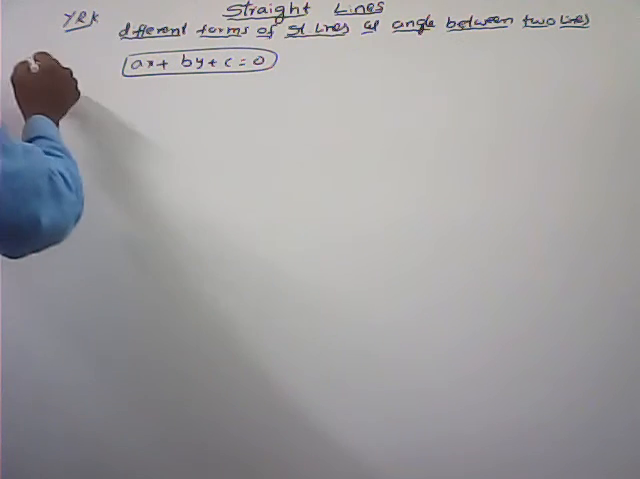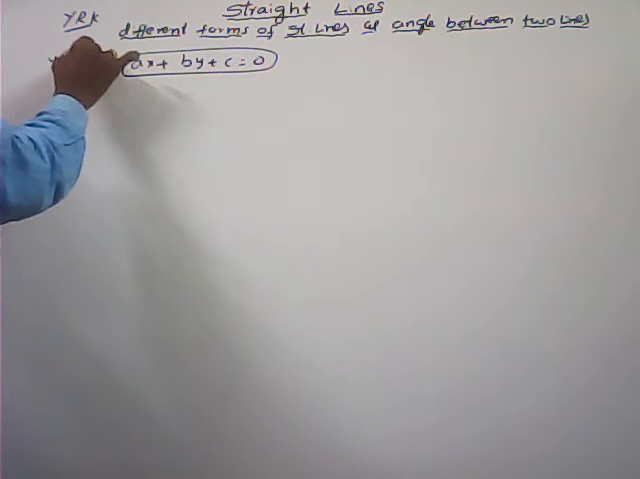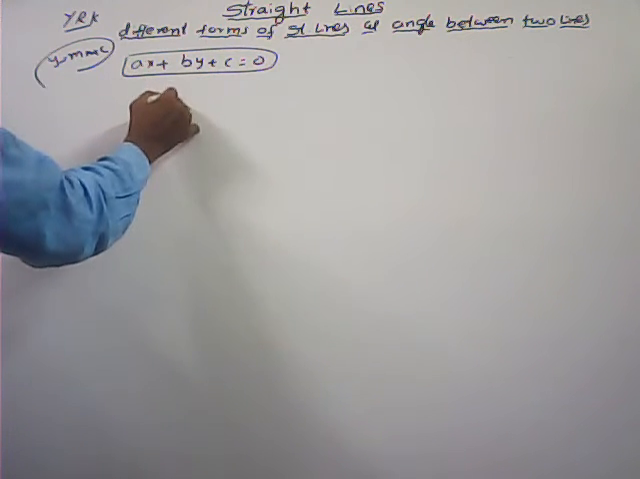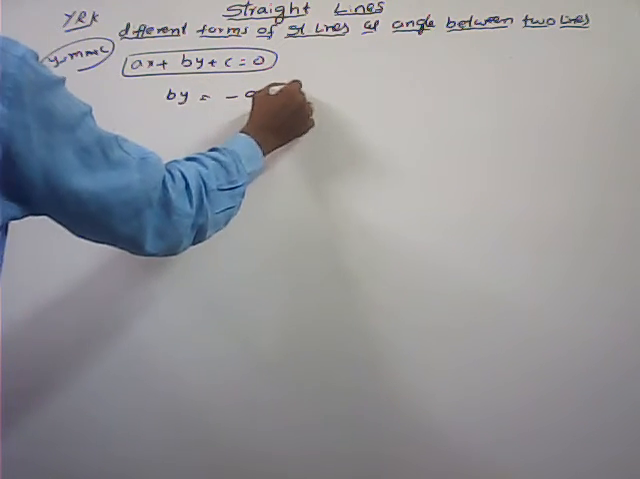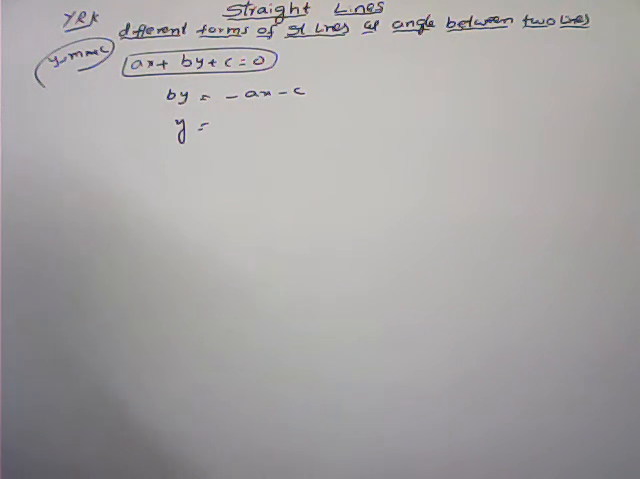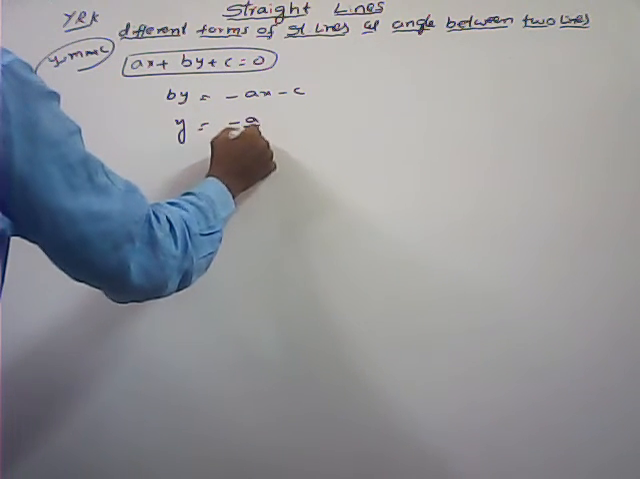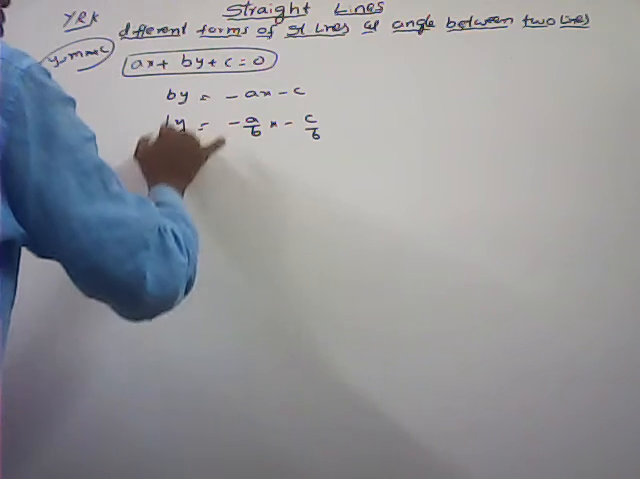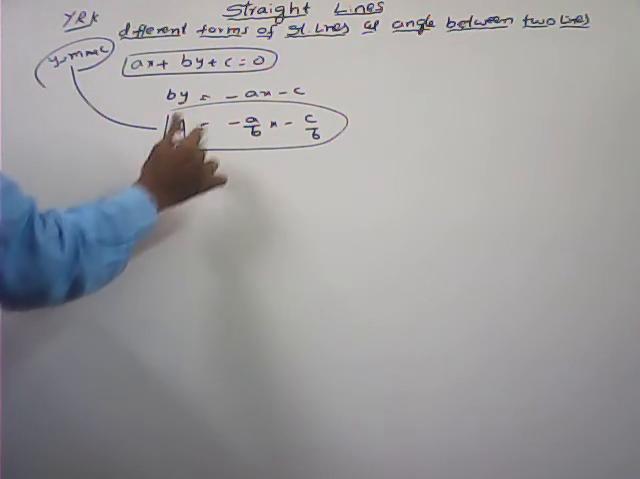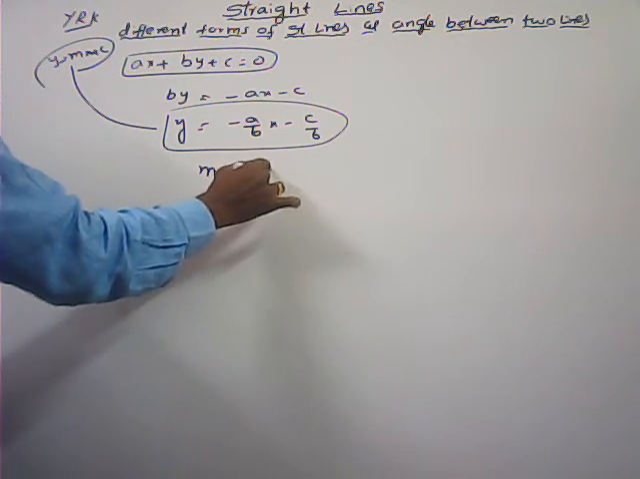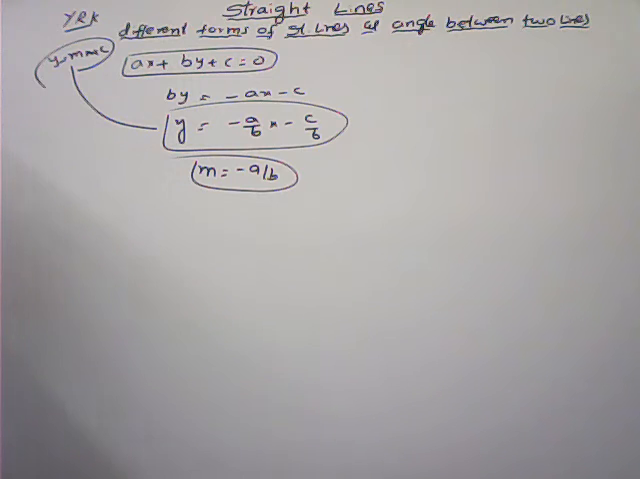What is the slope intercept form? That is y is equal to mx plus c. Making y the subject, the remaining two terms you can transpose to that side: minus ax minus c. To make y the subject, we divide with b: y equals minus a by b into x minus c by b. This is in the form y is equal to mx plus c. Comparing, the x coefficient is m. m is equal to minus a by b, which is the slope of that line, and the y-intercept is minus c by b.